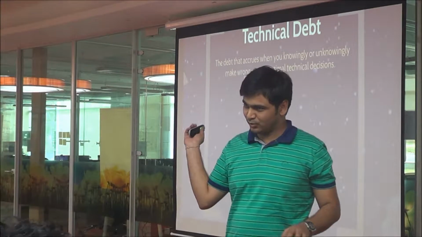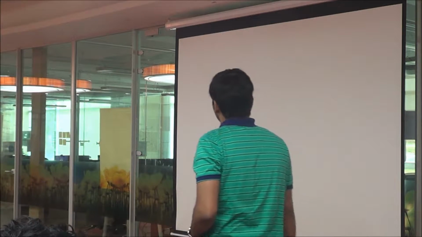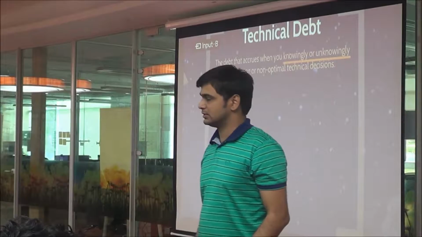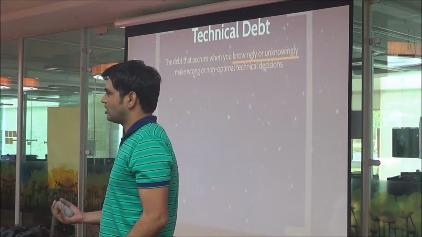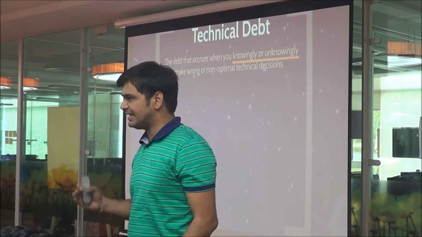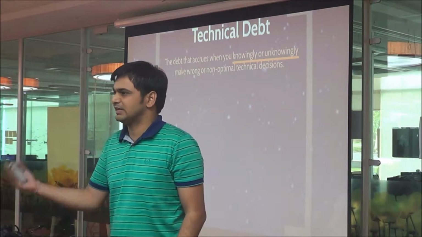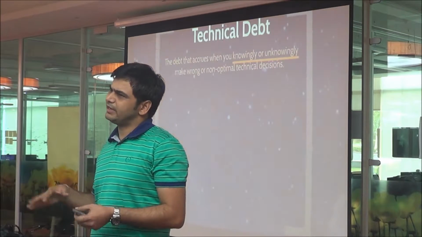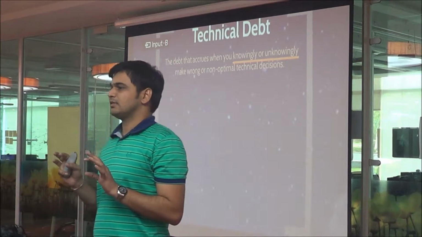So it's the debt that accrues when you knowingly or unknowingly make a wrong or non-optimal design decision. The important thing to note here is knowingly or unknowingly. So many times we know that we are taking a not-so-optimal design decision or architectural decision, but still we go ahead with that because of some constraint. Many times we don't know. For instance, a fresh developer, or it doesn't need to be a fresh developer, even an experienced developer also does. They come and think, okay, this is my way of doing it, and that's probably not the correct or optimized way. So basically, in very short, whatever hacks we are adopting, those are all contributing to technical debt.